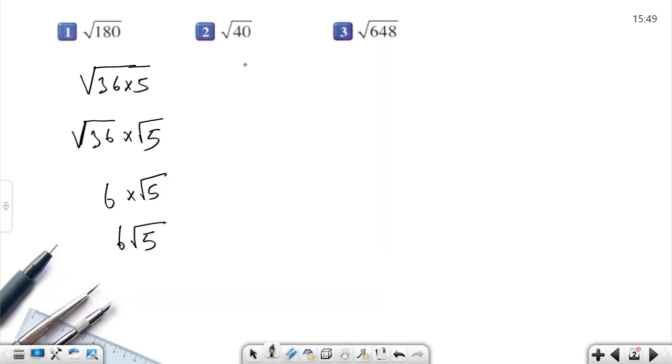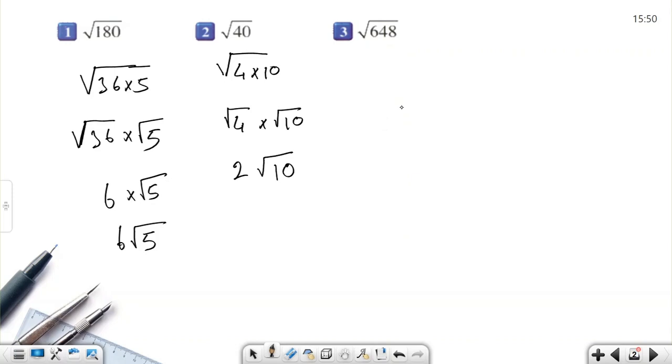Second one, square root of 40. I can say it's 4 times 10. Square root of 40 is equal to square root of 4 multiplied by 10. 4 is a perfect square factor of 40, so it's equal to square root of 4 multiplied by square root of 10. So 2 square root of 10.